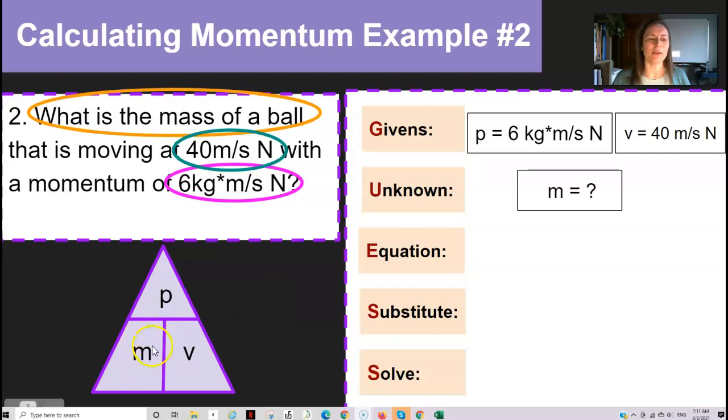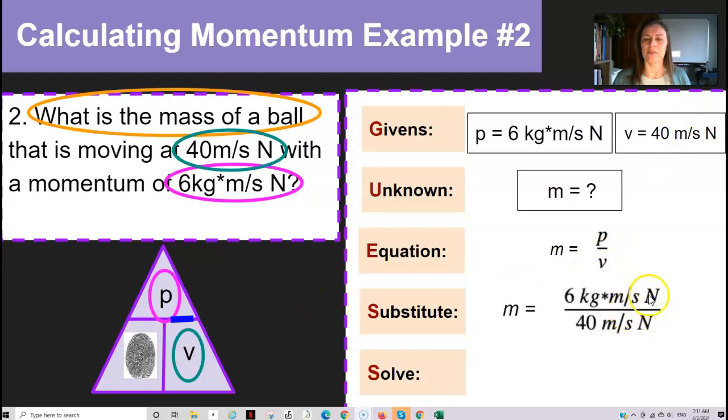And so now we have to figure out the equation. So let's cover up mass here. We're left with p over v. So p divided by v. All right, so let's make that into an equation. Now let's put our value for p, including our units, on top, and our value for v on the bottom. Notice that the direction is going to cancel out. That's good because mass is a scalar, so mass does not have a direction. And meters per second also cancels out. We're only left with kilograms.